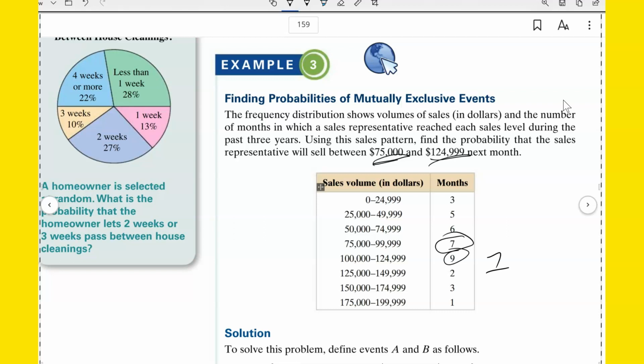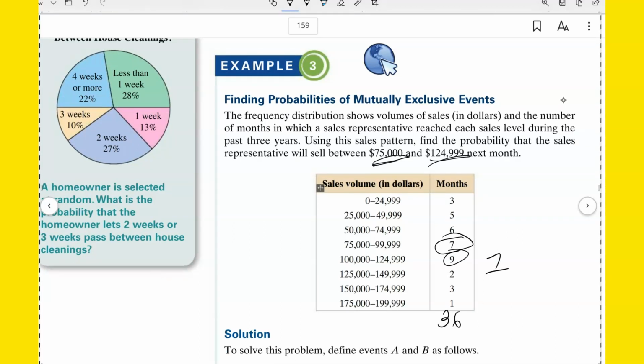7 out of, what's this total? So I think the total is 36 if I added it correctly. So 7 out of 36 plus 9 out of 36. Did we count anything twice? Is it overlapping or is it mutually exclusive? You're either going to be here or you're going to be here. You can't be both. So we don't have to subtract anything. So that's just going to be 16 out of 36. Or if we reduce that, I believe it would be 4 out of 9.